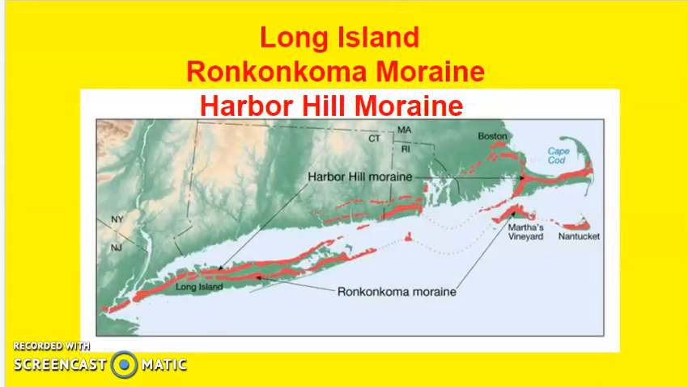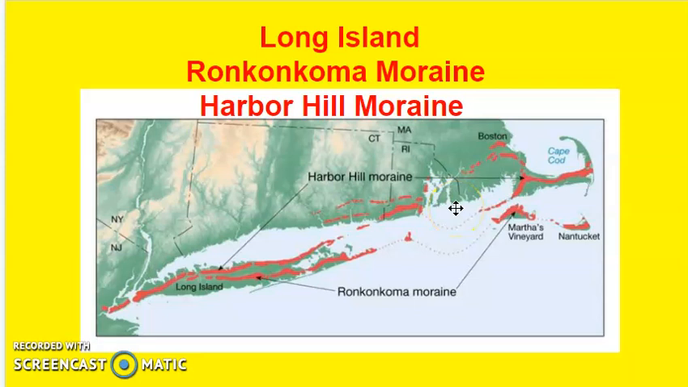This is a close-up view of moraines that are on Long Island. We have the one on the south shore, the Ronkonkoma moraine, and when sea level was much lower, it extended all the way through Martha's Vineyard and Nantucket. On the north shore, we have the Harbor Hill moraine that extended out into Cape Cod.